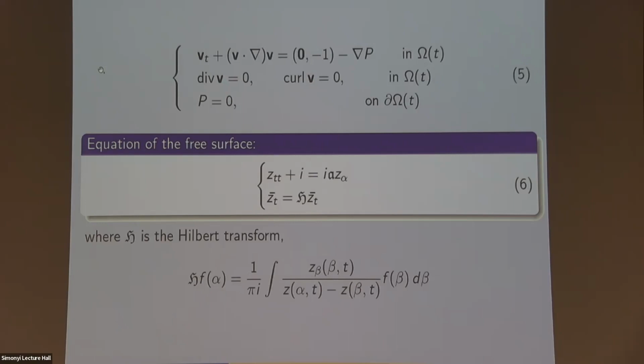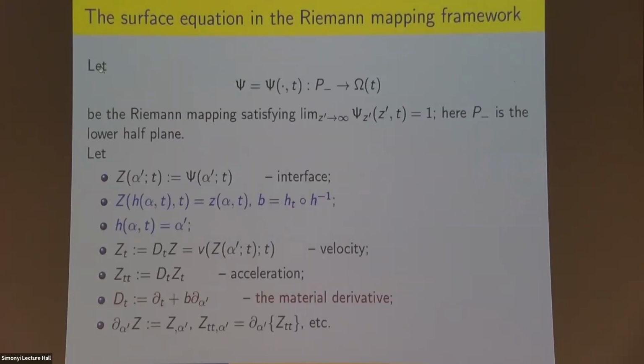So we use the Cauchy integral formula on the boundary. z_t bar is the Hilbert transform of z_t bar. This Hilbert transform certainly looks complicated because an unknown function is in the denominator. Therefore, we use the Riemann mapping, which will induce a simpler Hilbert transform. Now, this Riemann mapping is going from the lower half plane.